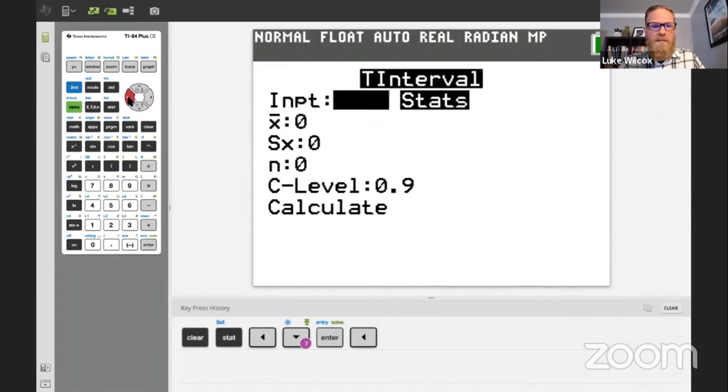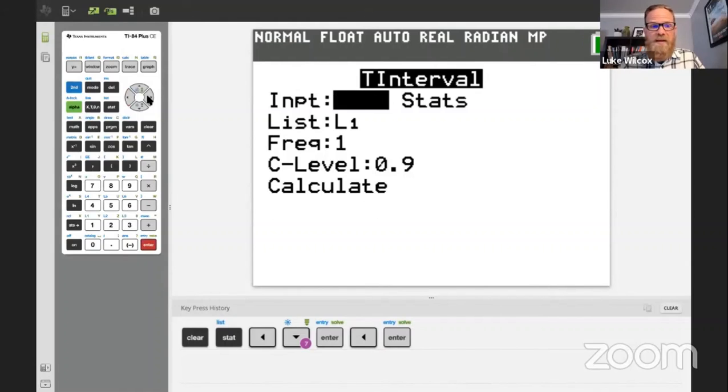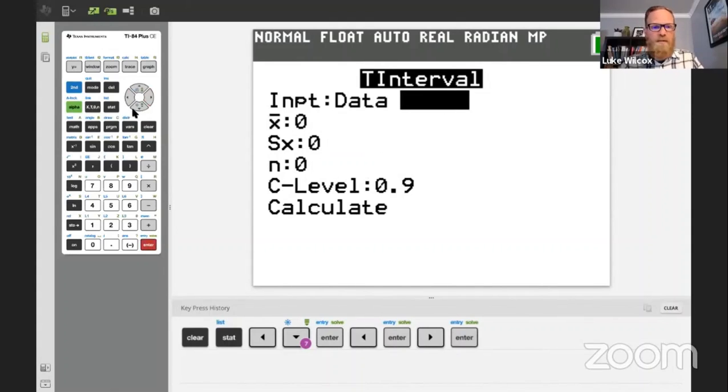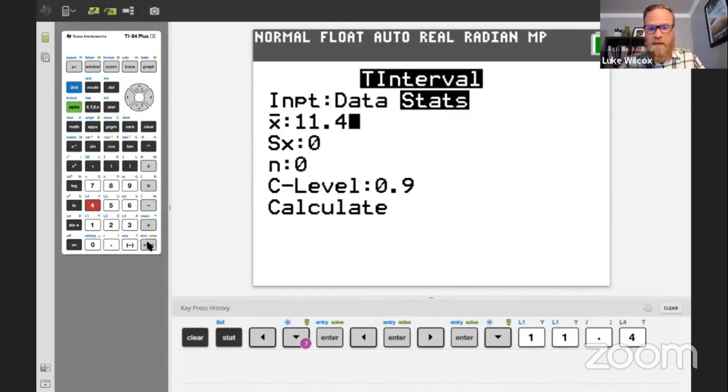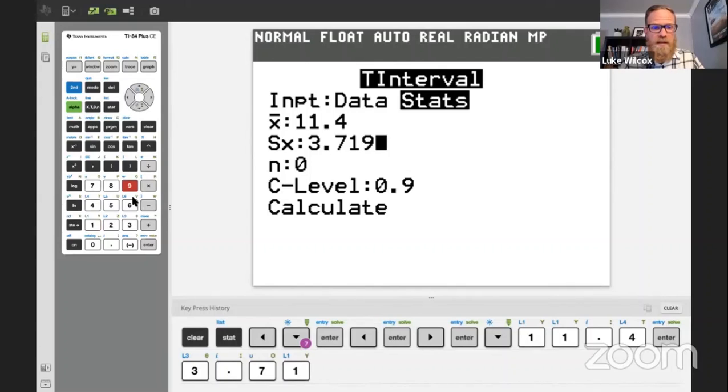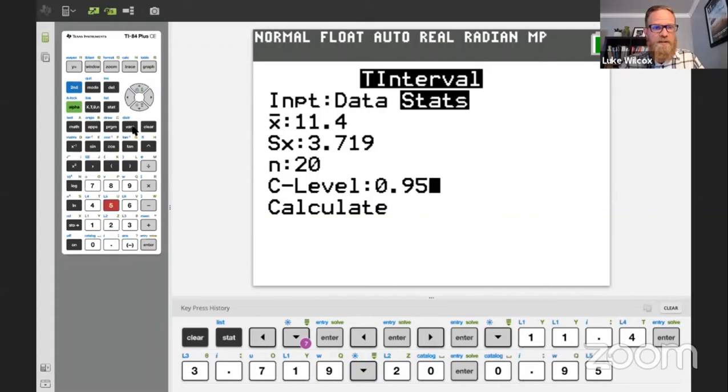You have the choice of inputting all the individual values of the data by putting that into a list. We actually have the summary statistics, so I'm going to go that route because it'll be just a little bit quicker here. Let's start with the x bar value, which was 11.4. That's the sample mean. The standard deviation was 3.719, and we know the sample size was 20. The confidence level that we want for this one is 95%, so let me change that to 95%. I'm going to go ahead and hit calculate here.